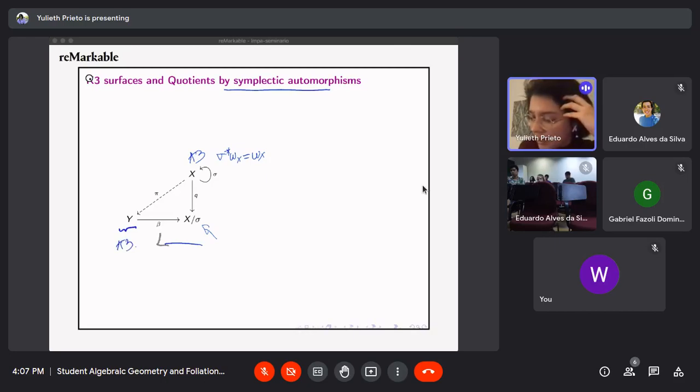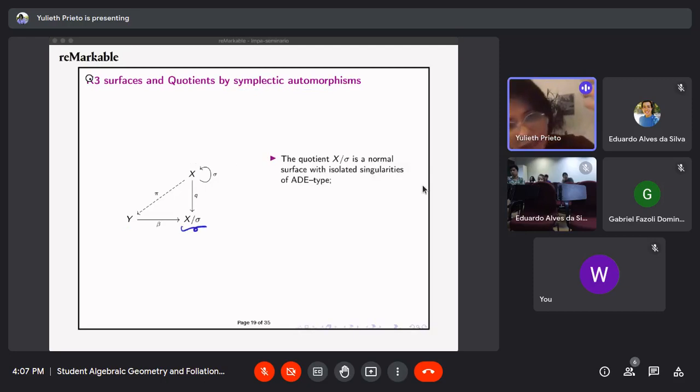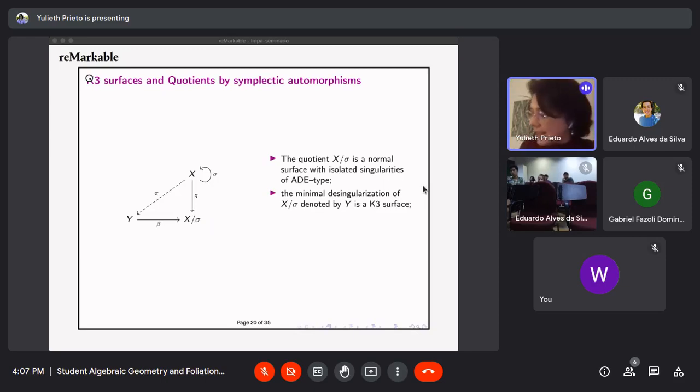So in particular, this beta is actually a crepant resolution, okay? And then again, I get that the quotient is normal. I get this type of singularities. I get that Y is now a K3 surface, and now I have a connection between my first K3 surface, which is X, and the second one, which is Y, by a generically finite map of degree the order of the automorphism. Okay, so this is also useful in order to understand, for example, moduli spaces of K3 surfaces.